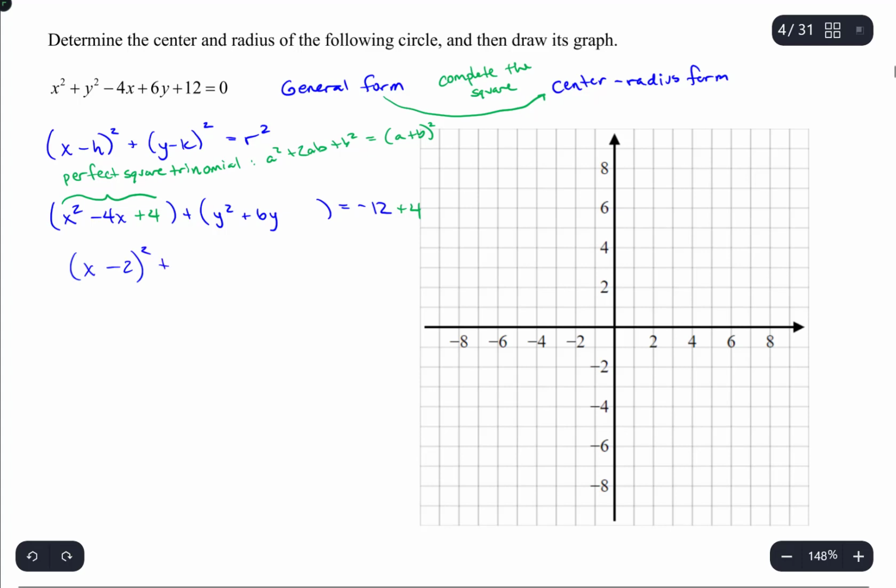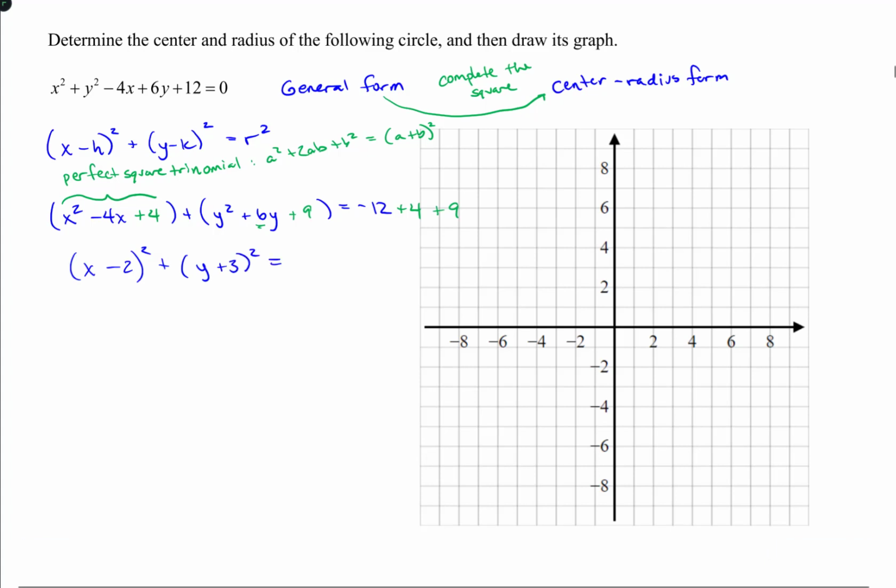All right, moving over to the y variables, this coefficient value here on the y is just 6. If we divide that by 2, that's 3. 3 squared is 9. So then we'll add 9 to both sides of the equation. And this will become y plus 3 quantity squared. And that will be equal to the sum of these constants, which we have -12 plus 4, which would be -8. Then -8 plus 9 gives me a +1.